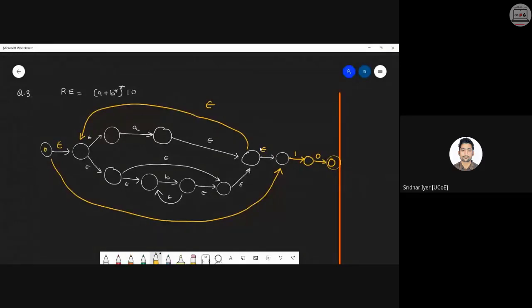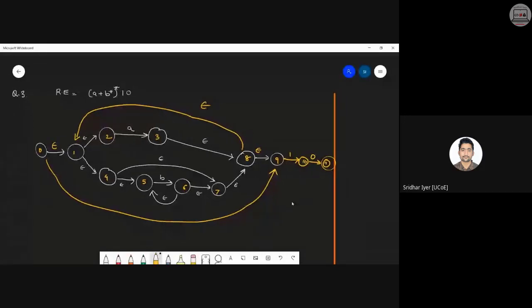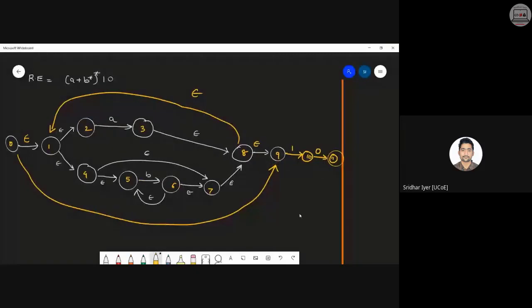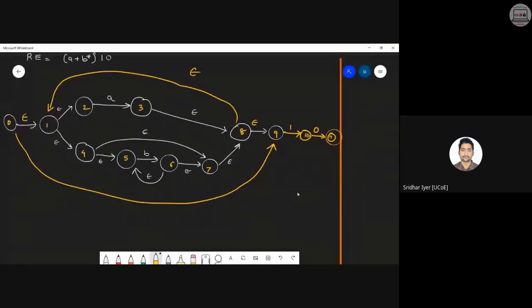Let me give numbers to these states: 0, 1, 2, 3, 4, 5, 6, 7, 8, 9, 10, and 11. Yeah, correct. 12 states. Okay, is the diagram correct? Any more changes you feel? I don't think so, but still have a look at it as I'm doing it live. So just have a look and let me know if it's correct or not.